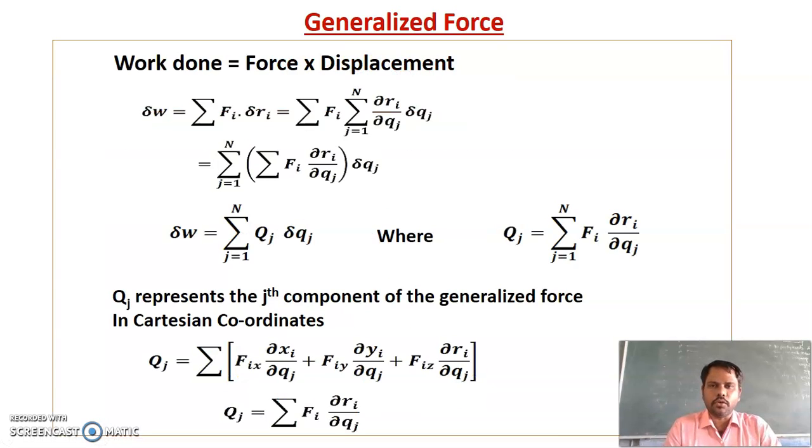To know about generalized force, we know that the work done is equal to force into virtual displacement. So delta W is equal to summation Fi dot delta Ri. Now substituting displacement delta Ri, which is given by summation j is equal to 1 to n dou Ri by dou qj into delta qj, and rearranging, taking this term as Qj, delta W becomes summation of j is equal to 1 to n Qj delta qj, where capital Qj is equal to summation of i is equal to 1 to n Fi dou Ri by dou qj. And this expression is known as generalized force.